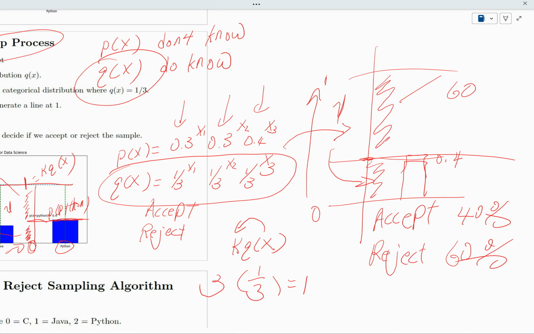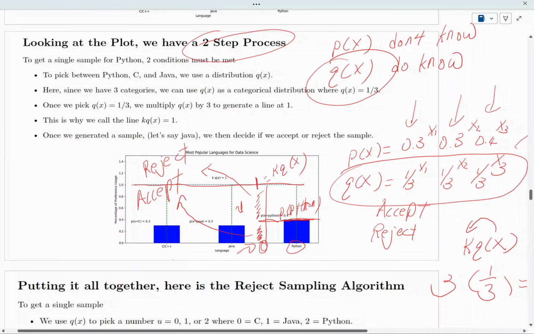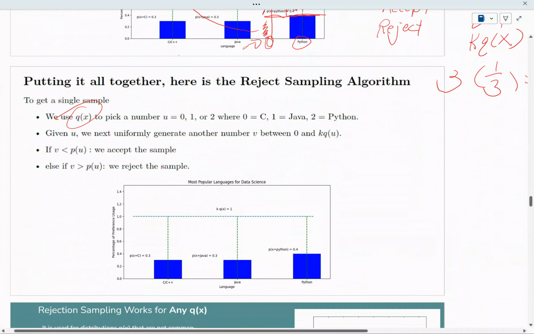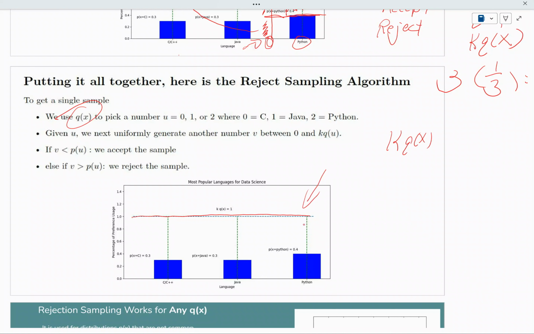So put all these together. Rejection sampling is basically an algorithm where you first pick Q, which is called a proposal. Once you have a Q, you multiply Q of X by some constant. So you have this line. The purpose of having this line is for you to generate a rejection region. Obviously, if this line is here, you're never going to reject. You have to have the line above your P of X. When it's above, you create this rejection region.